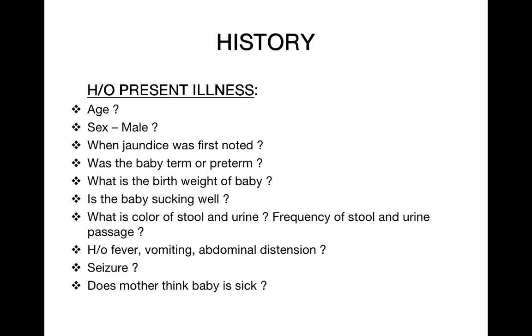Okay. What is the frequency of stool and urine passage? Now think about intestinal obstruction. Think about those diseases which were listed. They can cause increased enterohepatic circulation, and that can lead to excessive jaundice. Ask about history of fever, vomiting, and abdominal distension. They are very common in sepsis, and neonatal sepsis is a very important cause of neonatal jaundice. At the same time, in Hirschsprung disease, intestinal obstruction, or pyloric stenosis, vomiting and abdominal distension are quite common, but there is usually no fever.